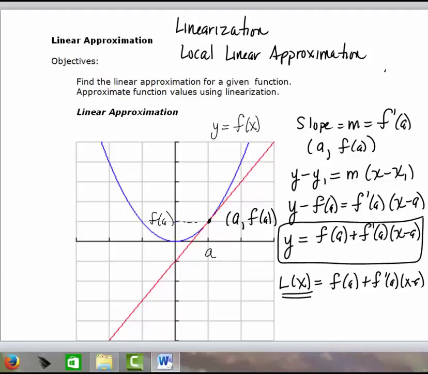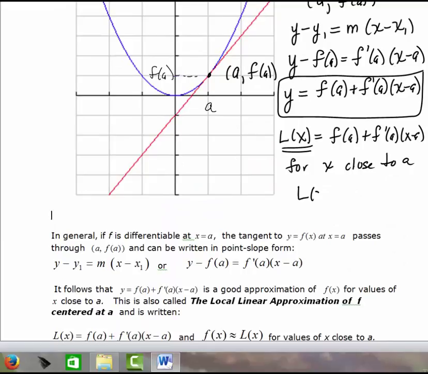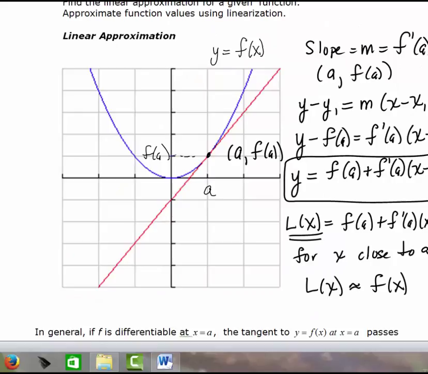And what we know is that for values of x that are very close to a, L of x is approximately equal to the function f of x. So just looking at this picture, we have our tangent line, which is now going to be named L of x. It's a linear function. It is basically the line tangent.